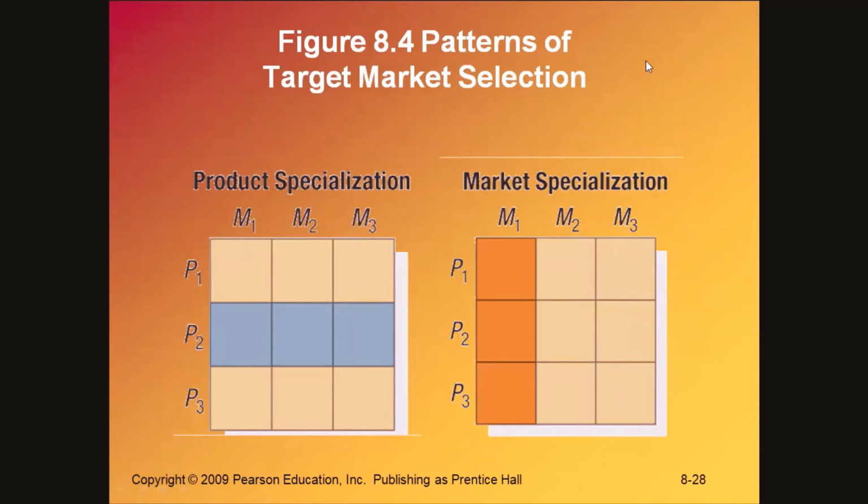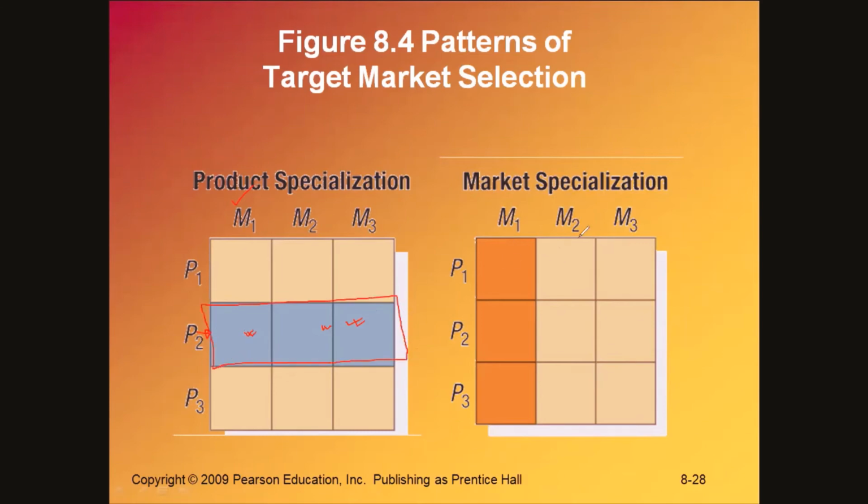Let's concentrate here, and we'll see that there are three segments served: M1, M2 and M3. All these segments are served by product P2, which means all the segments M1, M2 and M3 are targeted with product P2. This kind of targeting is called product specialization strategy.